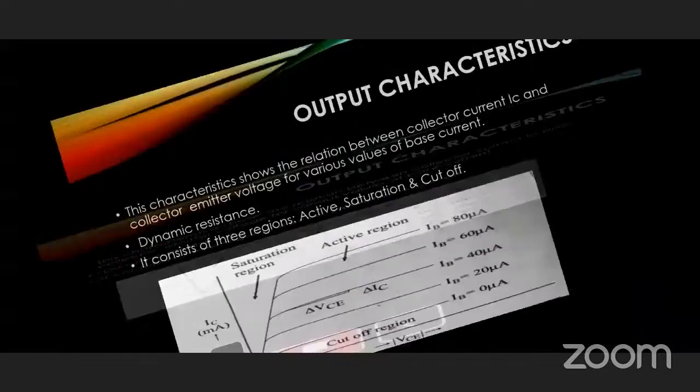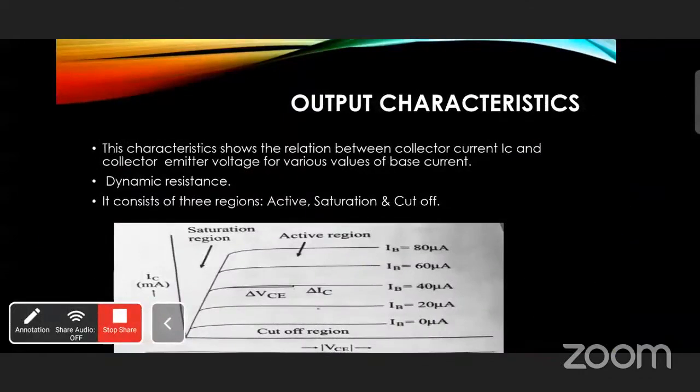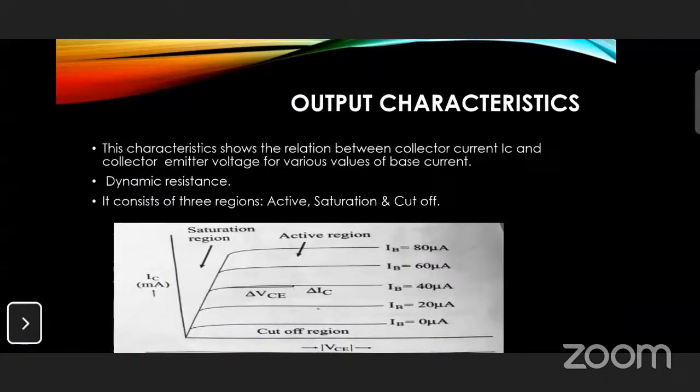Active region: in this region, the base emitter junction is forward bias and the base collector junction is reverse bias. The curves are approximately horizontal in this region. Then saturation region: in this region, both the junctions are forward bias. Then in cutoff region, both the junctions are reverse bias. The region below IB equal to 0 is called the cutoff region.